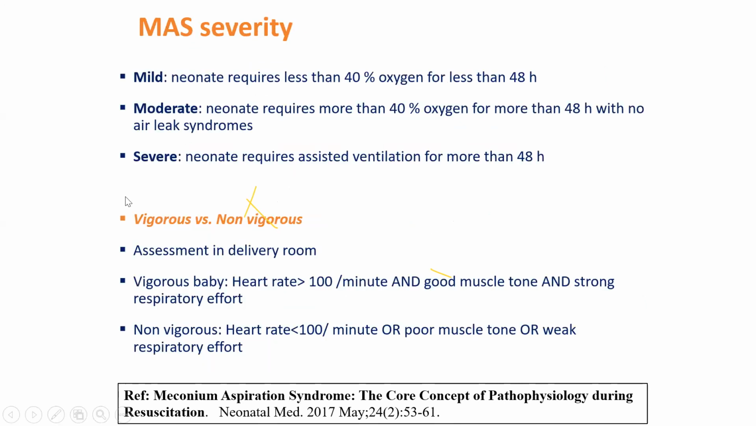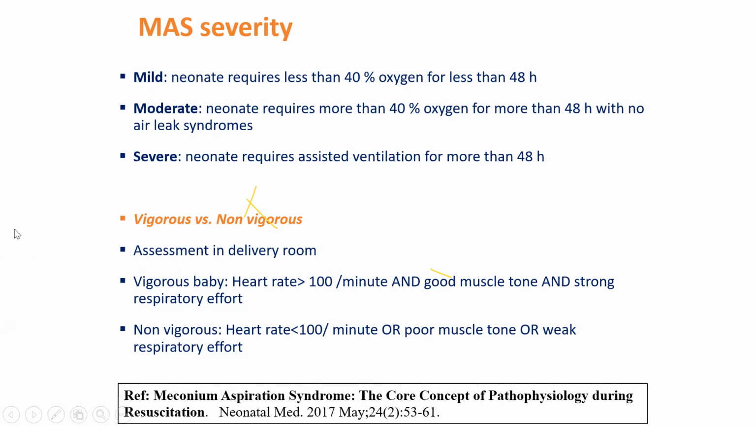In meconium aspiration syndrome, the severity can be categorized as mild, moderate and severe. If the baby requires less than 40% oxygen within 48 hours of life, that is mild. If it requires more than 40% oxygen, then it is moderate. And if it requires assisted ventilation, it is severe. These are just criteria; the subjective assessment, chronology and overall speed of progression are also very important.